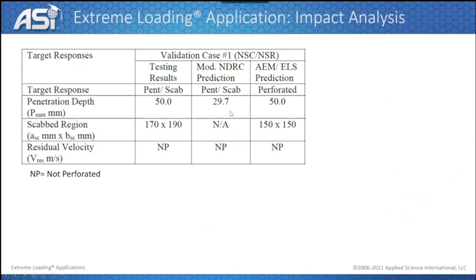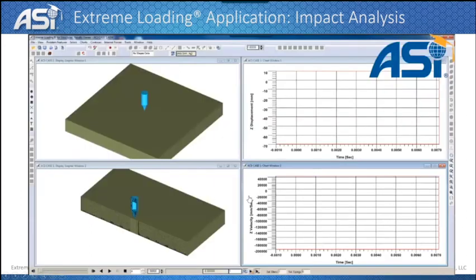There are some hand calculation methods for predicting this. The hand calculations showed that the penetration is going to be only 30 millimeters. The ELS, when we did the same analysis, showed exactly the same as the testing results, as well as some differences between the scabbed region or the damaged region at the back. This video is showing the simulation for the impact and the damage that happened to the slab.